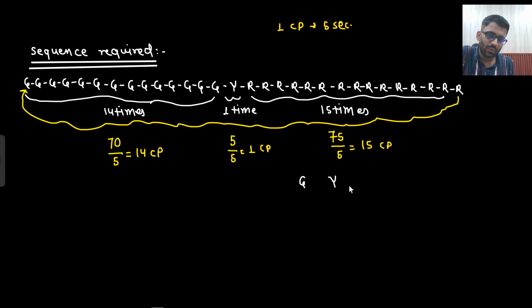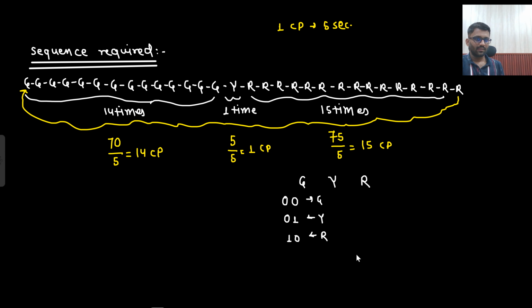Green, yellow, red. Three guys are there. All three are different. So what I can do? I will call green as 0 0, yellow as 0 1, and red as 1 0. Because three guys are there, to represent three guys I need 0 0, 0 1 and 1 0. Say yes or no? Correct?